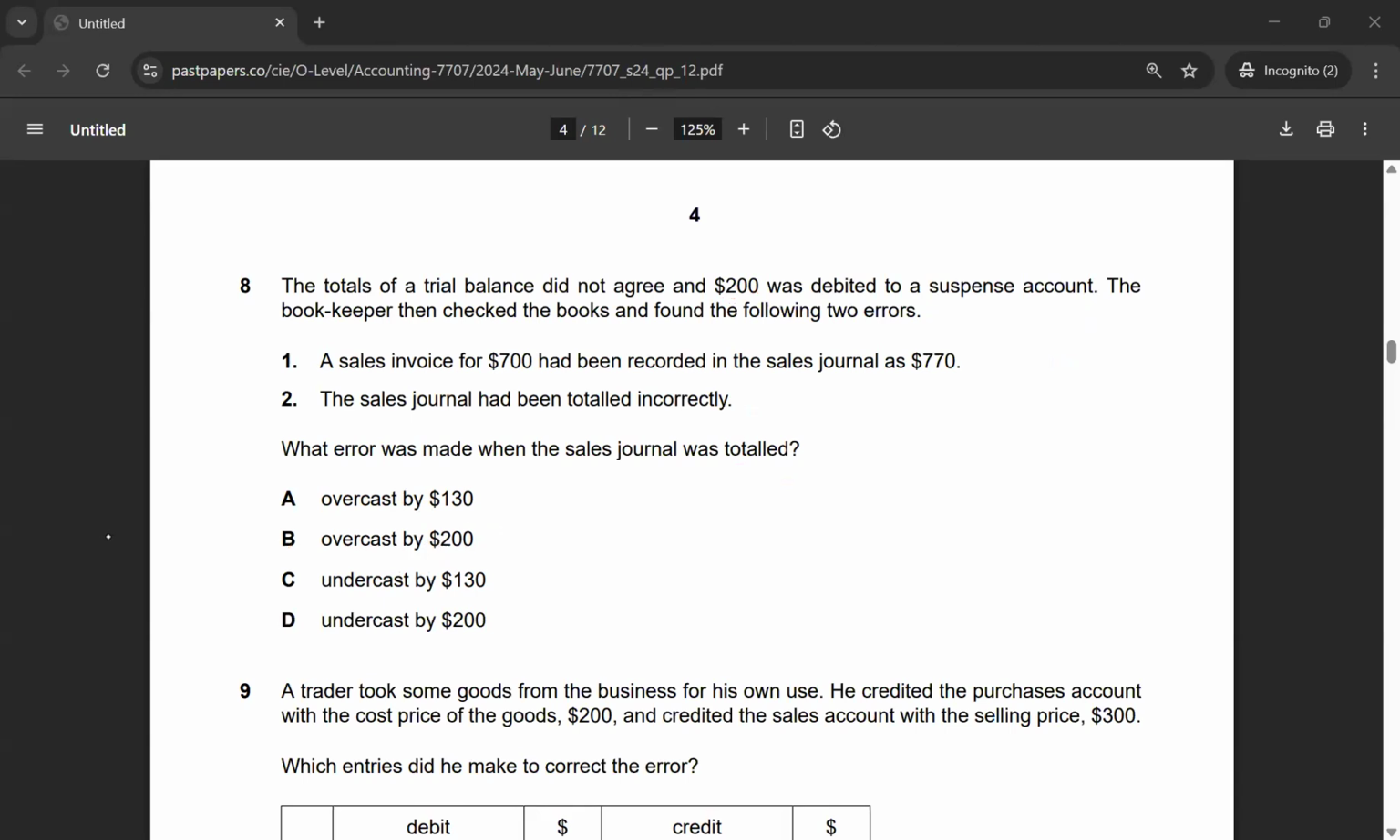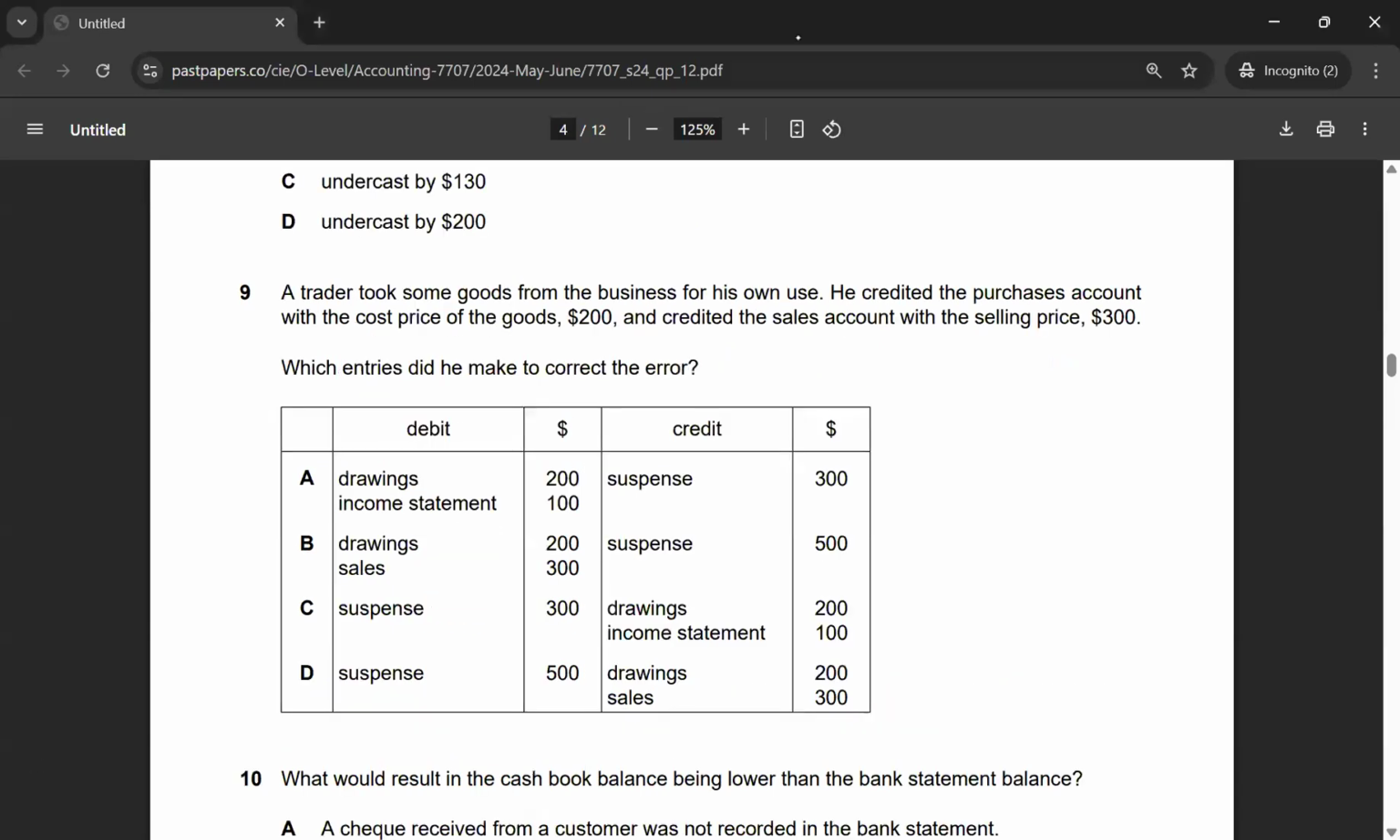Let's look at multiple choice 9. So multiple choice 9, a trader took some goods from business for his own use. He credited the purchases account with the cost price of goods, $200, and credited the sales account with the selling price of $300. So now, which entries did he make to correct that error, right? So he actually, what he did, he debited purchases for 200 and then credited sales for 300.